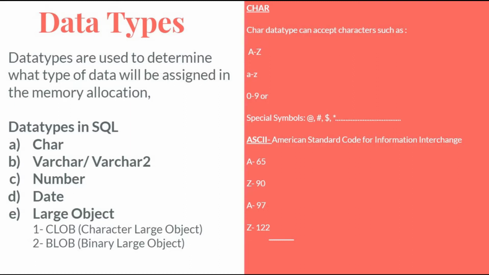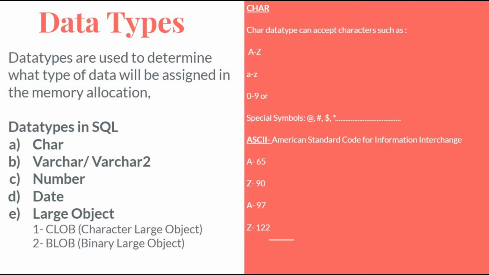Do you know about ASCII? ASCII means American Standard Code for Information Interchange. You should know about ASCII, because sometimes an interviewer may ask this question, so be very clear about it. This is for general knowledge. Alphabet capital A starts from 65, and capital Z is 90. Small a starts from 97 and small z goes up to 122. In ASCII code, capital A to Z is from 65 to 90, like A is 65, B is 66, like that.